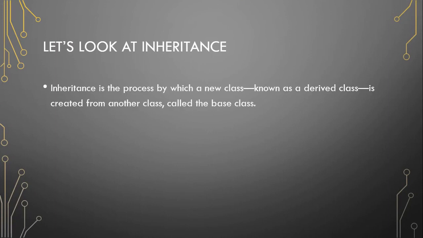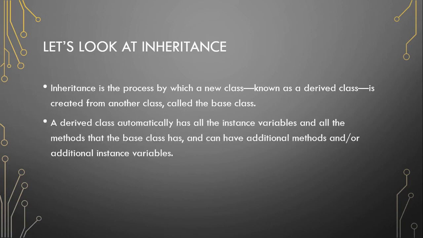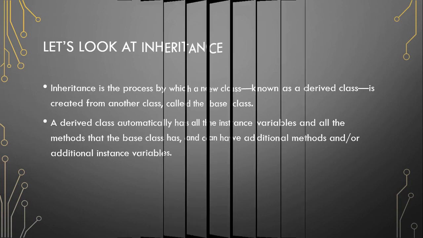Inheritance is a process by which a new class, also known as a derived class, is created from another class, which is called the base class. And we'll look at some examples here in just a minute. A derived class automatically has all the instance variables and all the methods of the base class. So let's just say you had instance variables for name, age, and grade. The derived class will automatically inherit name, age, and grade from that base class. And it can have additional methods and/or additional instance variables. So the derived class might have variables and other things that don't exist within the base class, which is perfectly fine. The base class doesn't need those specialized instance variables or methods.